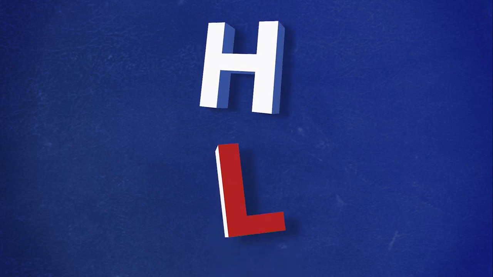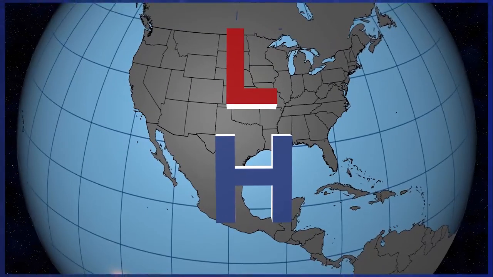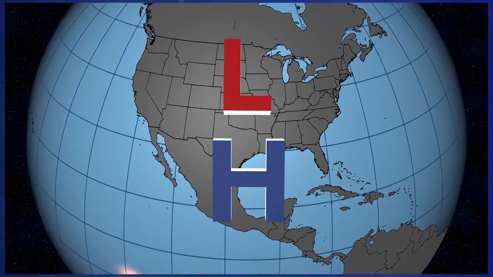And here on the islands in the tropics, we typically see high pressure to the north and lower pressure to our south. That's why we see the trade winds coming from a northerly direction. And on the mainland, it's flipped. Higher pressure is to the south and lower pressure is to the north.